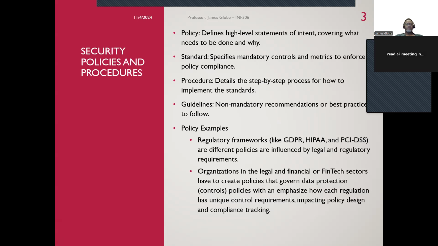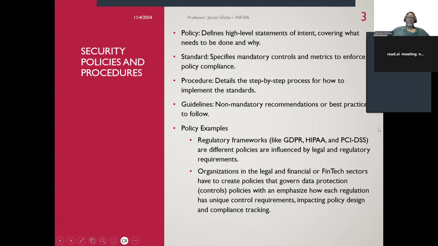Those examples would be best guidelines for using PowerPoint slides, best guidelines for creating a PowerPoint slide, best guidelines for writing an introductory letter on a company letterhead. So those are non-mandatory but recommendations or best practices that an organization can create to basically have consistency, quality control, those types of things.